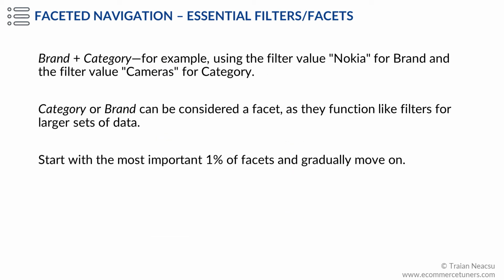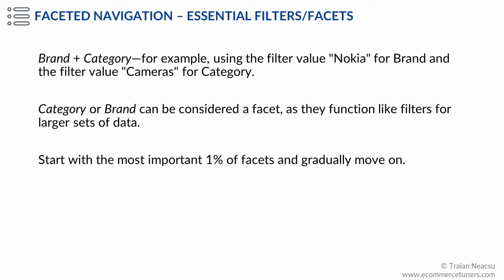Essential facets could also be generated by a combination of filter values under brand and category. For example, using the filter value Nokia for brand and the filter value cameras for category. In essence, either category or brand can be considered a facet, as they function like filters for larger sets of data. You can handpick the top combinations of essential filters that are valuable for your users and your business and turn those into standalone landing pages by adding content and by optimizing them as you would with a regular important page.